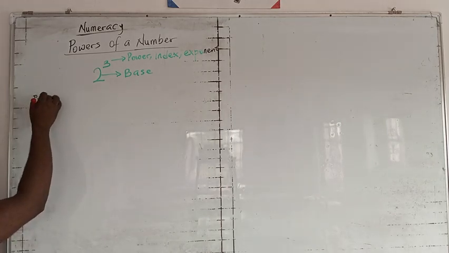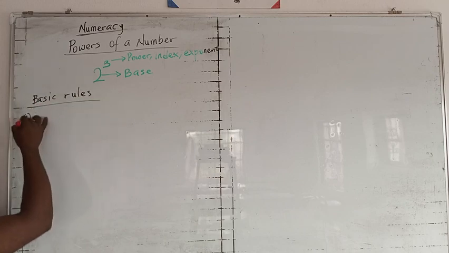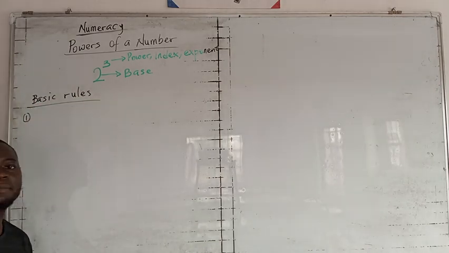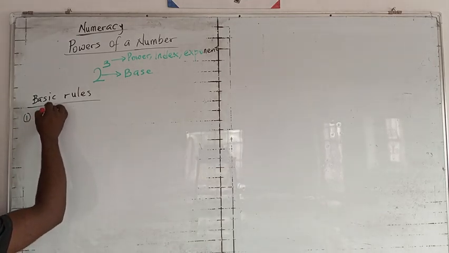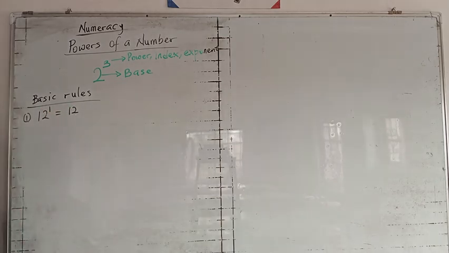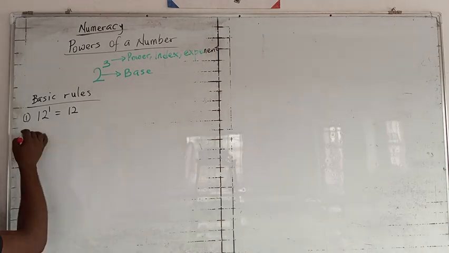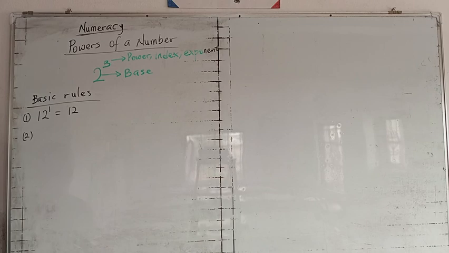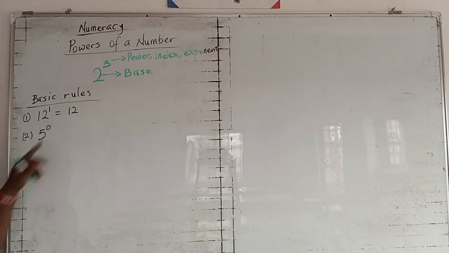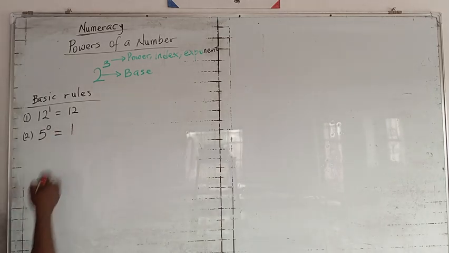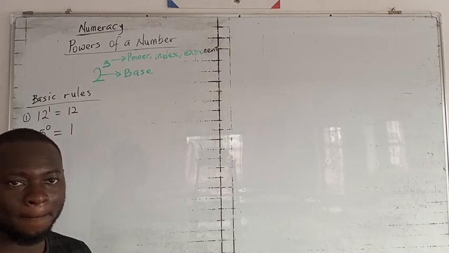Let me call them basic rules. The number 1 rule says that any number raised to power 1 is that number. So if I have 12 to power 1, the answer is 12. This is one basic rule of powers of a number. Now, the second rule says that any number to power 0, let's say I have 5 raised to power 0, equals 1. So these are the basic rules of powers of a number.